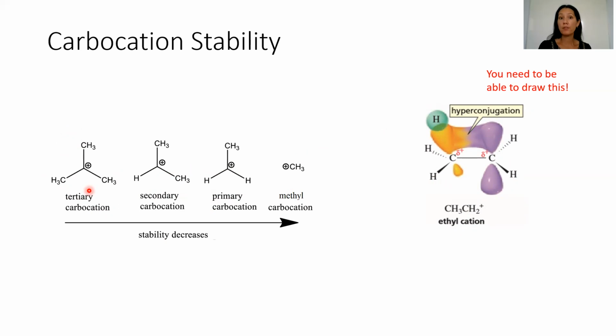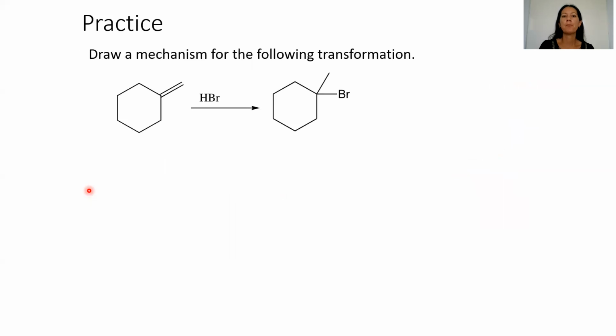The less stable is methyl, the most stable is tertiary. So if you have a preference or an option to form a secondary or tertiary, you will prefer to form a tertiary, same as secondary over primary. Okay, let's practice. Pause, draw a mechanism for the following. So you're going to be using curved arrow notation.